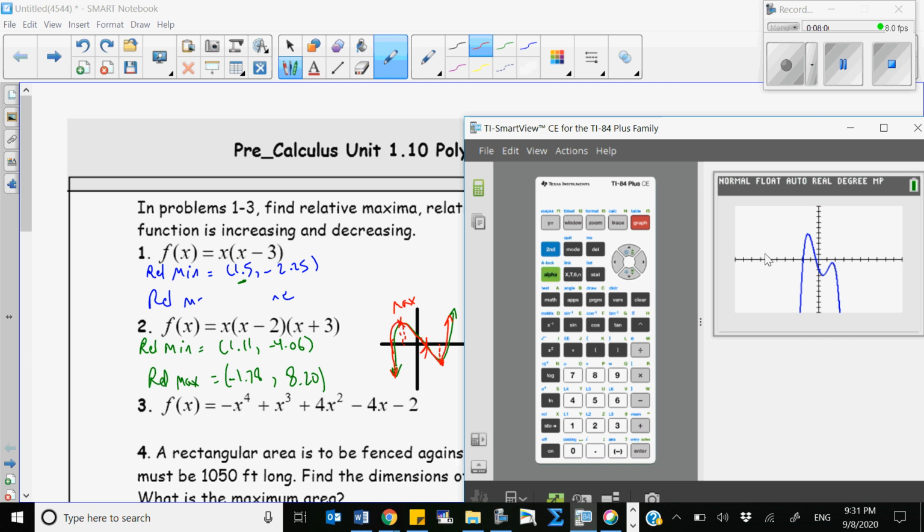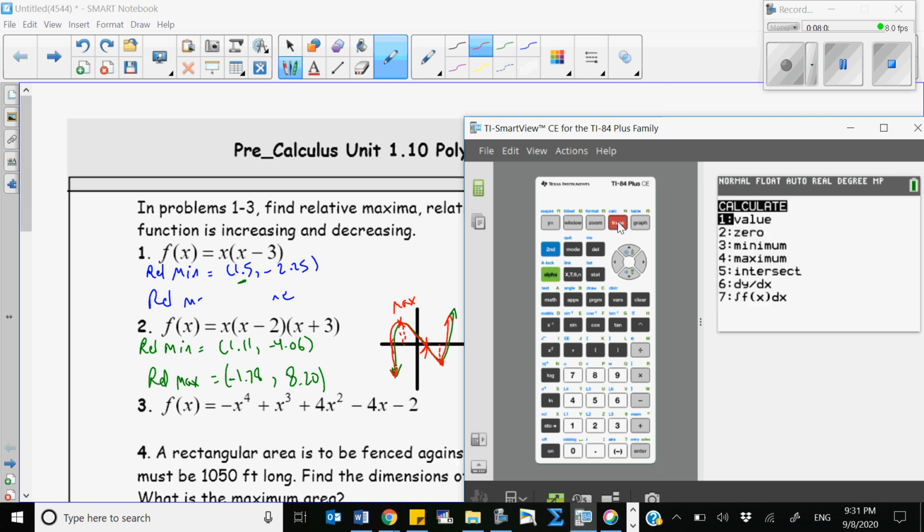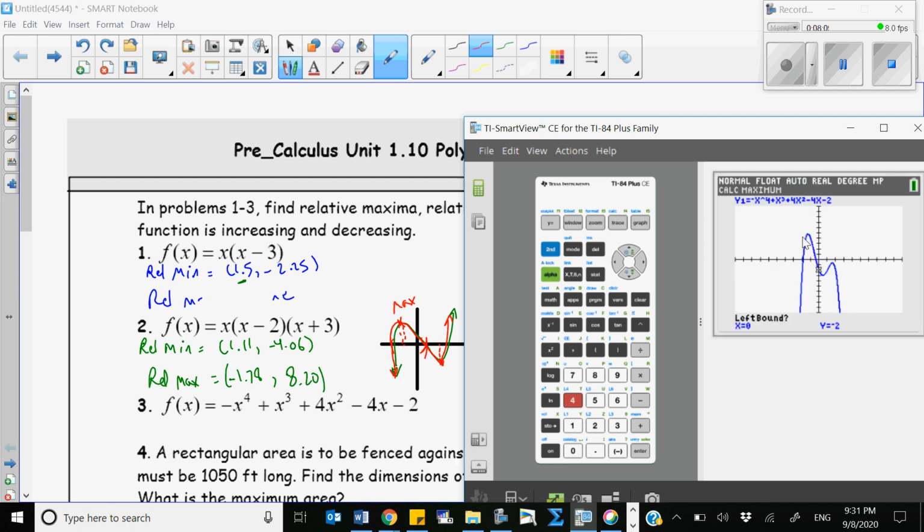Okay, so I can write the max and min here. So I go second trace. Let's start with the maximum point. Let's say this one. Okay, so I need to go to the left side of that, enter, then go to the right side of this point, enter, and then on top of that. So the maximum is negative 1.32 for x and 4.91 for the y value.